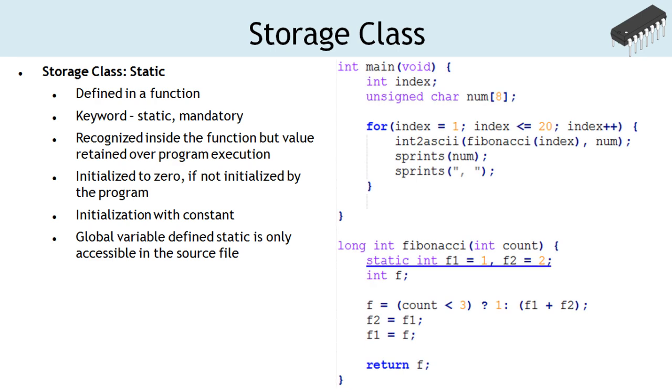The example shown prints the first 20 number in Fibonacci series. The function defines the static variable f1 and f2, which are initialized with the values 1 and 2 respectively. The value of static variables are modified in each call to the Fibonacci function, and the static variables f1 and f2 retains the value in each function call.